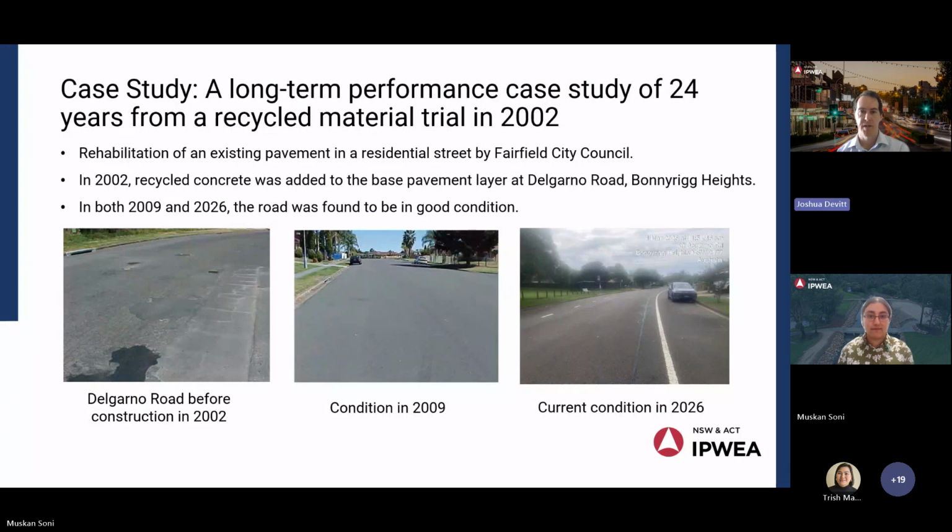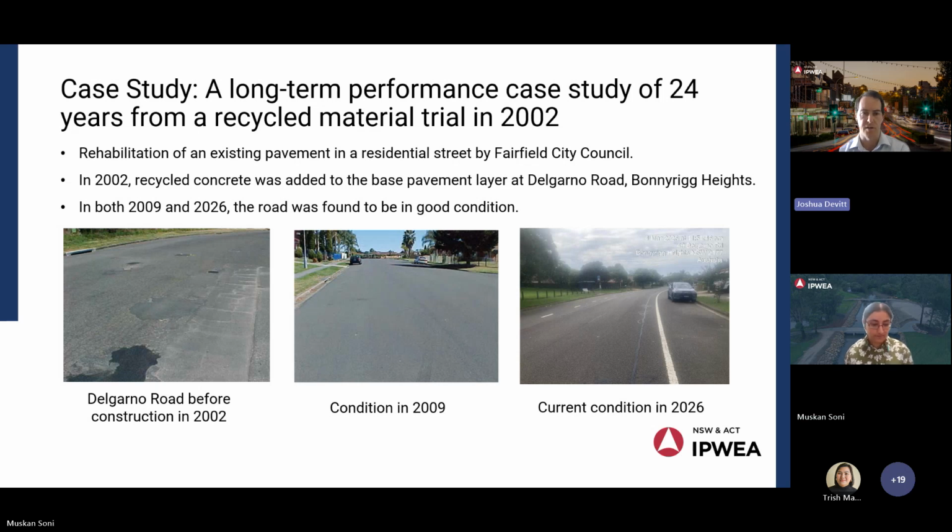Okay, well, I mentioned the Fairfield City Council case study. So here's an overview of that particular site. We were able to get information out of Fairfield at 3 points in time on this particular road. You can see on the left the photo of this road before construction. And they used recycled concrete in this case study. Yep, in the base layer.